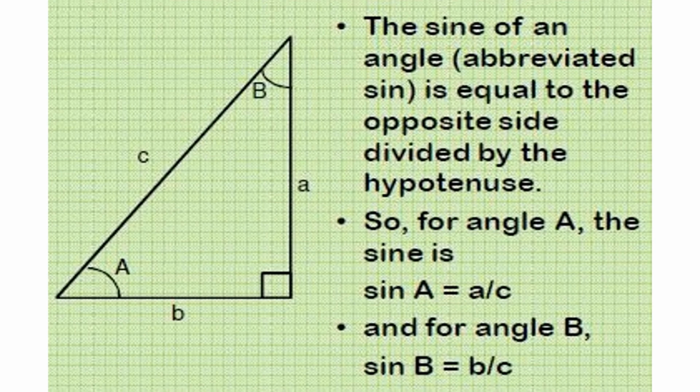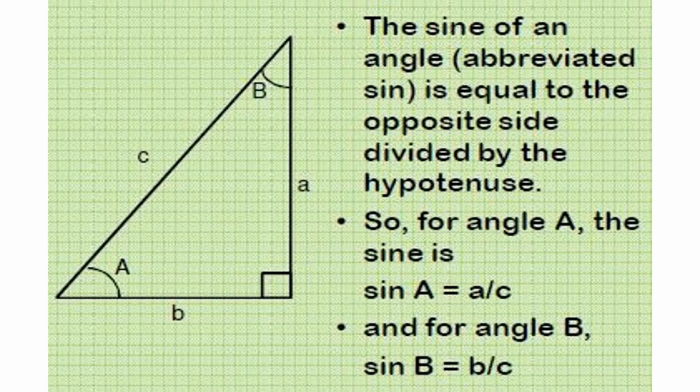The sine of an angle is equal to the opposite side divided by the hypotenuse. So for angle A, the given angle is A. You can see the figure. Sine A is opposite side upon hypotenuse. So sine A is equal to a upon c. Opposite side is having length a and hypotenuse is having length c.